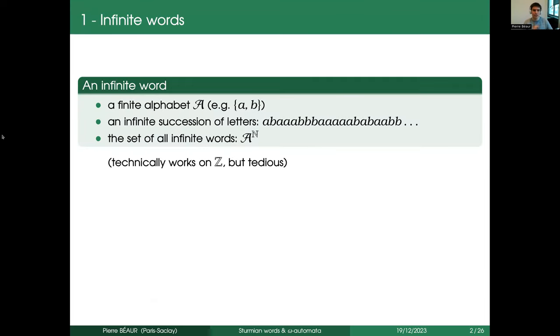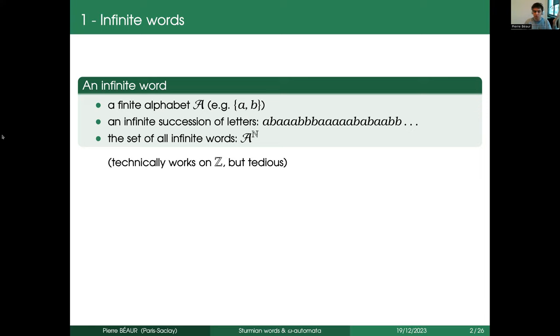So in this context, I'm interested in infinite words. In particular, I'm interested in mono infinite words. That means that my words are indexed by N, the set of positive integers, and not by Z, even though everything I say will work in the context of Z, but it's just tedious for the notations and for the proofs.